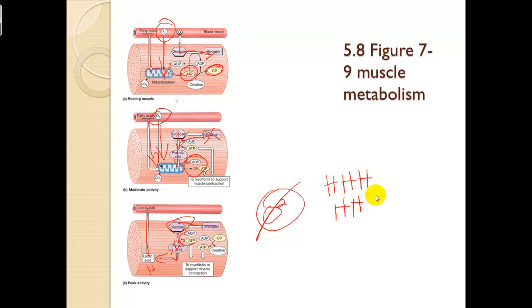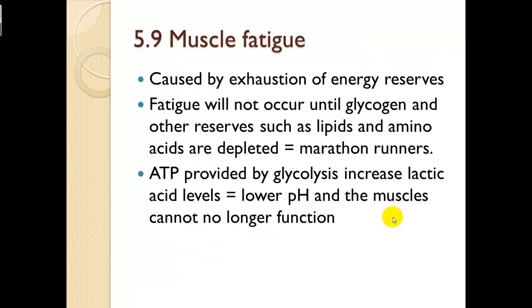This hydrogen ion molecule then will change the overall pH. So if a person had a pH of 7.35 before they started this, after this, if the ABG was checked, it would be something like a 7.1 or 7.0. This would be an acidic environment. Muscle fatigue, 5.9. Caused by exhaustion of the energy reserves, fatigue will not occur until glycogen and other reserves such as lipids and amino acids, fats and proteins, are depleted. And an example of this is going to be marathon runners. So marathon runners will go pretty much to the edge. And what happens is they just go into complete fatigue, which their muscles can no longer supply energy. So they essentially go into a cellular bankruptcy and collapse.